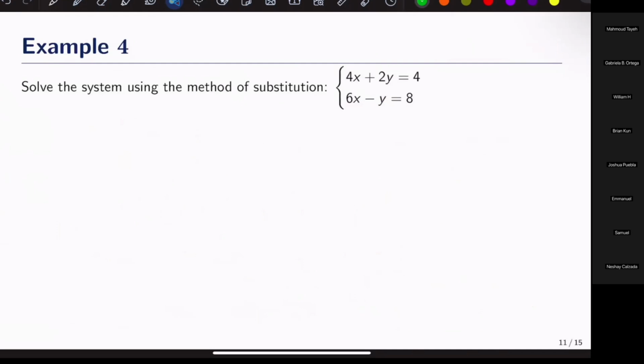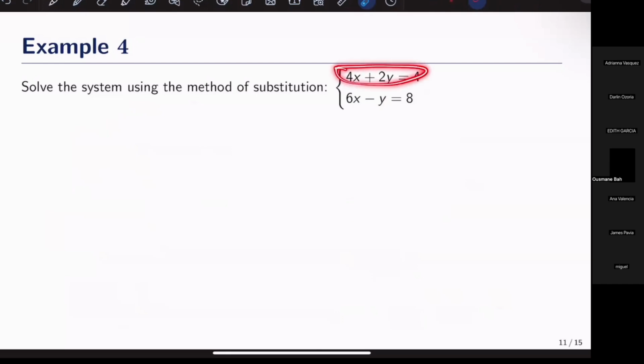Example 4 is another example where we want to practice our substitution. So in this case, unfortunately, we're going to have to do slightly more work, and that's because none of our variables are all alone. But if you look at the 2 different equations, you'll notice that the bottom has a coefficient of 1 for that y. So I'm going to go ahead and solve for y all by itself using that bottom linear equation.